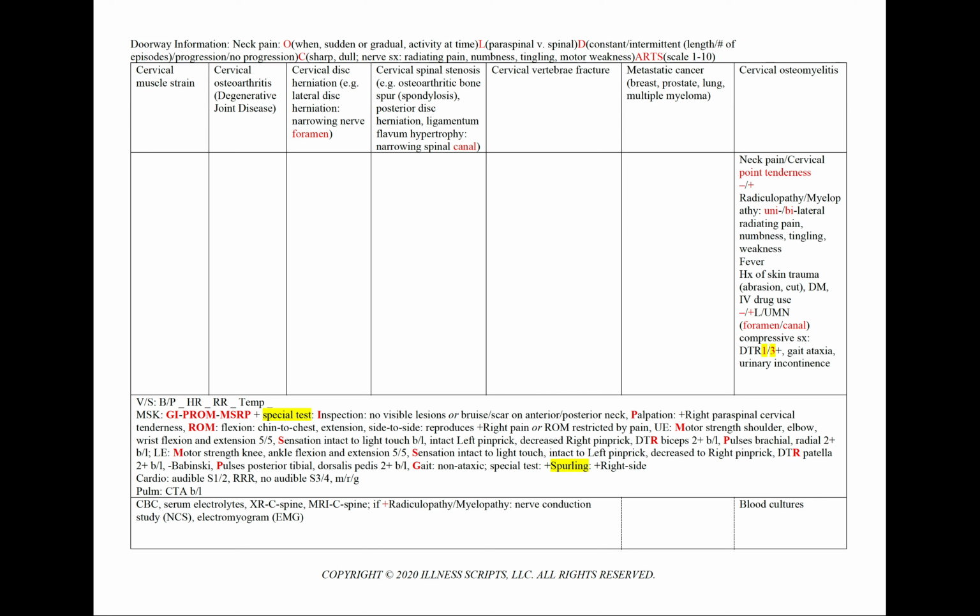That is unilateral or bilateral radiating pain, numbness, tingling, or motor weakness. And particularly high yield, if we're given fever on the vital signs, that can point to an osteomyelitis. We could have a history of skin trauma, abrasions, cuts, diabetes, or IV drug use. And again, depending on where the infection is occurring, if it's at the foramen, we could have lower motor neuron findings, including delayed deep tendon reflexes, or if it's in the canal itself, we could even see upper motor neuron findings, including hyperreflexia, a gait ataxia, or urinary incontinence. And we'll add here blood cultures.